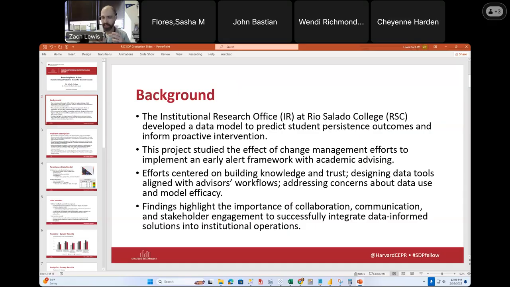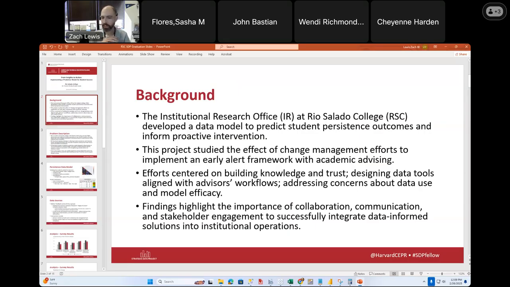We are also designing reporting and data tools that advisors could use in their daily routines and daily workflow. And then we are working through obvious questions and concerns related to the use of these types of predictive models and how the efficacy of that model was perceived among the users of the data.